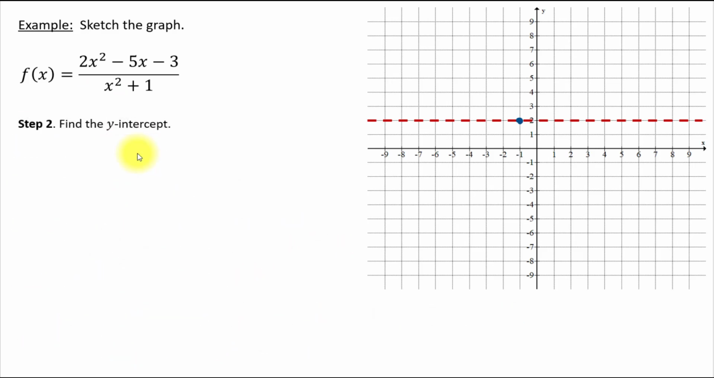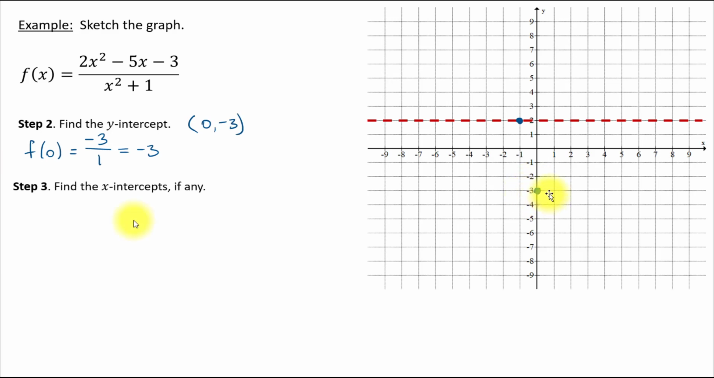Next, let's find the y-intercept by letting x be equal 0. In other words, by finding f of 0. When I plug in 0 into the function, every term involving x will turn into 0, so I will be just left with negative 3 in the numerator and 1 in the denominator. So it's negative 3. The y-intercept is the point 0, negative 3. I plotted it here.